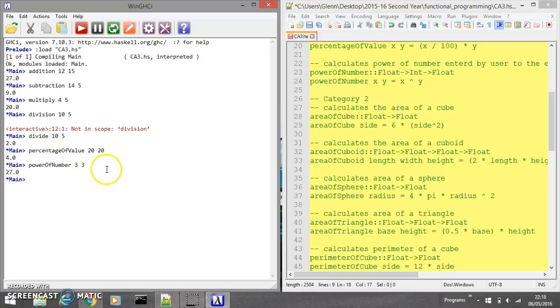Next we'll do the area of a cube. Area of a cube, and I'll use the value 5, which should give me the value 150 as a return, which it does. Area of a cuboid, if I use 10, 20 and 5, it'll give me 700, which it does.